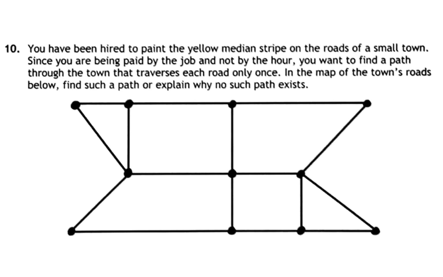And then in question 10, you've been hired to paint the yellow median stripes on a road, and we want to only paint the road and go across the road one time, which means determine if it's an Euler circuit or not. If it is not, explain why.